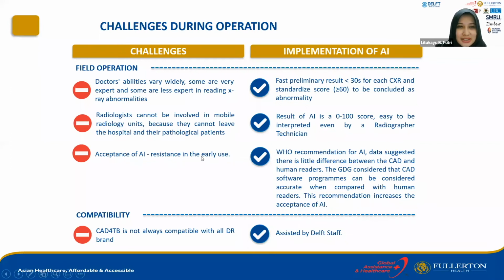And the second, our radiologists sometimes cannot be involved in the mobile radiology unit because they cannot leave the hospital and their pathological patients. Specifically in this COVID-19 pandemic, their presence in the hospital is very important. So this use of AI really helps us, and the 0 to 100 score, I mean the numeric score, in this case really helps us decide whether a case is suspect or not. It could be interpreted even by our radiographer technician. So we don't need any other expert to help us decide if it is suspect or not.